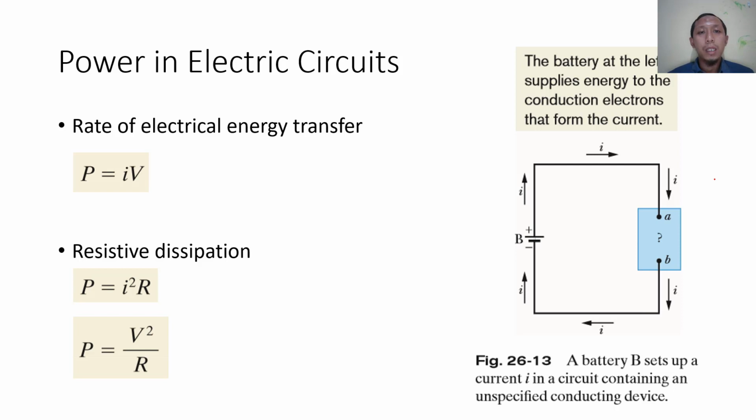And then what is the power in electric circuits? Power, or P, is equal to I dot V, and with resistance, P is equal to I squared dot R, and P, or power, is V squared per R. Okay, so this is the power density.